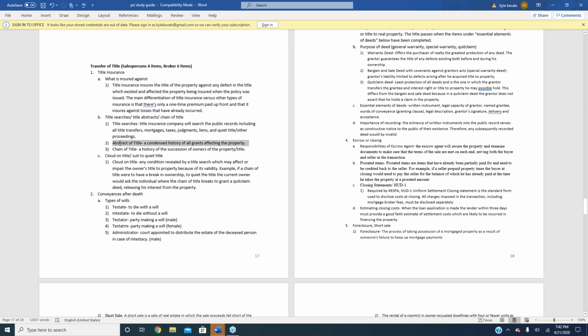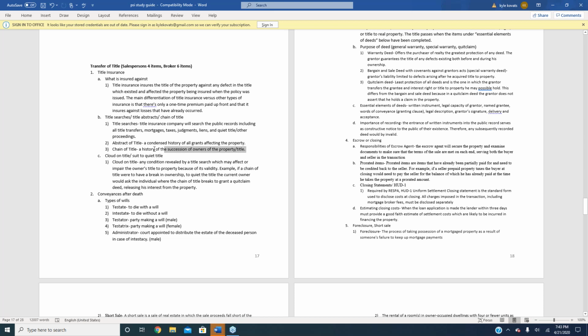And then we have this abstract of title. The abstract of title, we say, is either a condensed history or a brief digest of title. It's basically a summary of everything that you would find in the title, essentially.